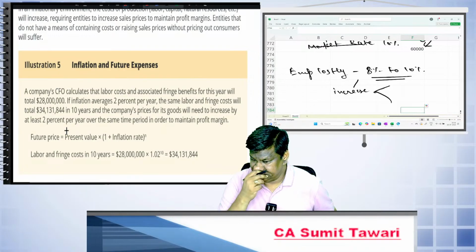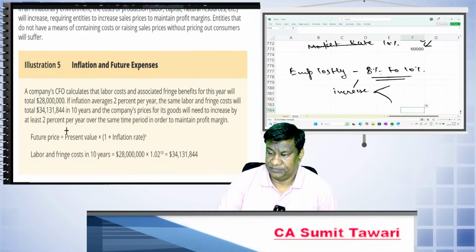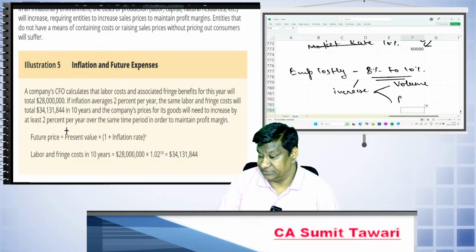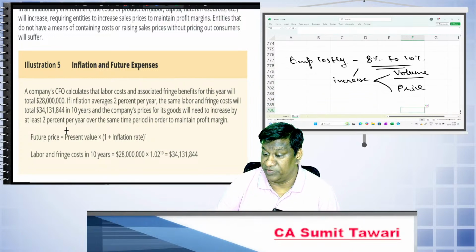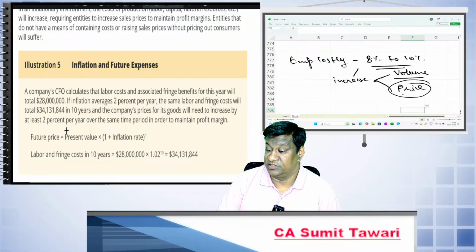Any guess? Either volume or price. Okay, so if you have a 100% variable cost, then even though you increase the volume, it will not help to maintain the profitability. So that's why you need to increase the prices.